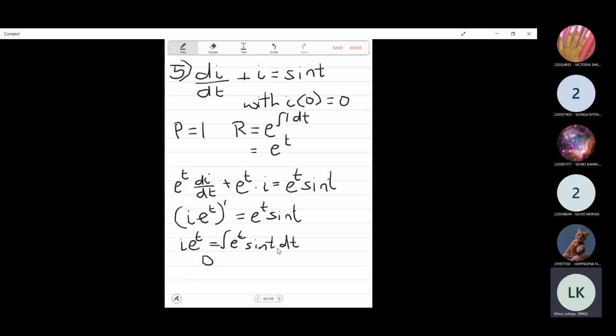Now, because here it doesn't really matter which one you're differentiating or integrating, they are pretty much the same. So I'm going to differentiate sine t and integrate e to the power of t. So here I will have cos t. The integral of cos t is minus sine t, and this is just e to the power of t, e to the power of t.